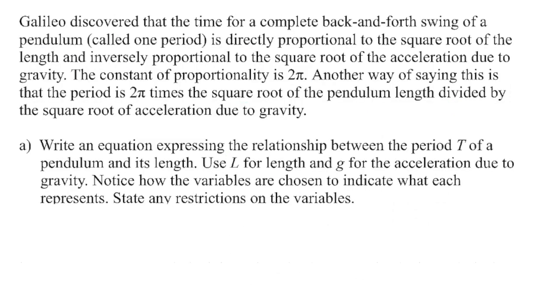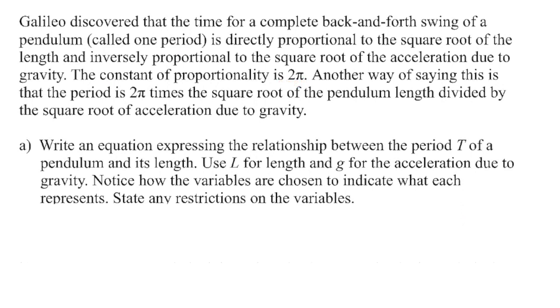And our final question is quite wordy, but what you want to start to do is to pick out the key pieces of information and to separate those from the extraneous information that you don't really need. So this particular question says Galileo discovered that the time for a complete back and forth swing of a pendulum, that's called a period, is directly proportional to the square root of the length and inversely proportional to the square root of the acceleration due to gravity. The constant of proportionality is 2 pi.